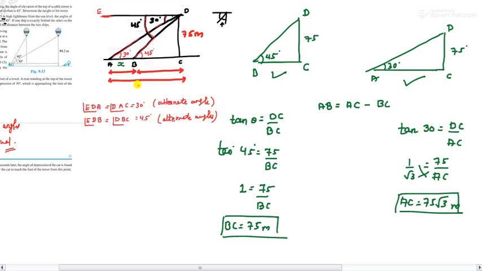So what will be AB? I'll write here. AB is equal to AC, which is 75 root 3, minus BC, again 75. So here again I will take 75 common. So I'll get 75 into root 3 minus 1 meter. So this is the distance between the two ships. 75 into root 3 minus 1 meter. Got it?